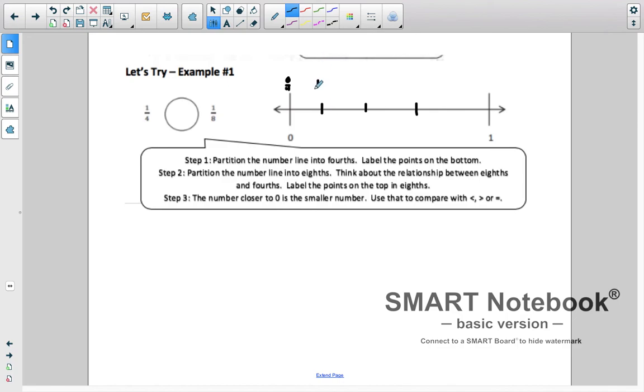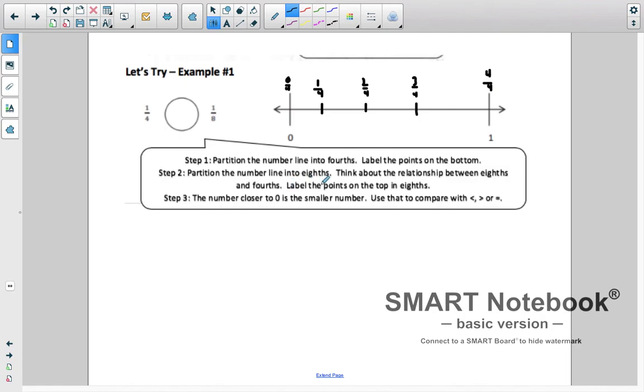Now it says label it on the bottom, but we don't have much space on the bottom, so I'm going to label it on top. As long as it's labeled, that's all that matters. 3/4 and 4/4. Okay, now let's look at step 2.